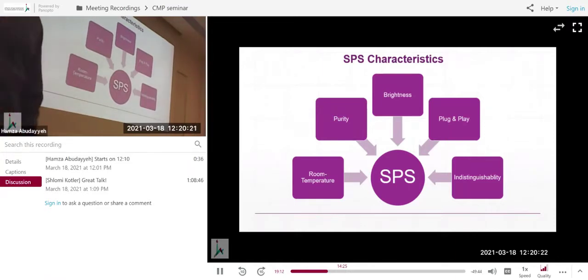There's an issue with brightness. How many photons per second can you get out of this source? And finally, there are some more practical issues, such as how scalable your technique is and how easy it is to use, so this plug and play issue. And finally, some somewhat important criterion for some applications is indistinguishability. How alike are your photons to each other, the ones that are being emitted?